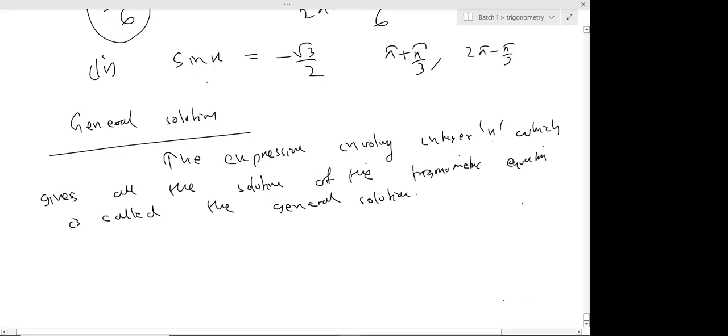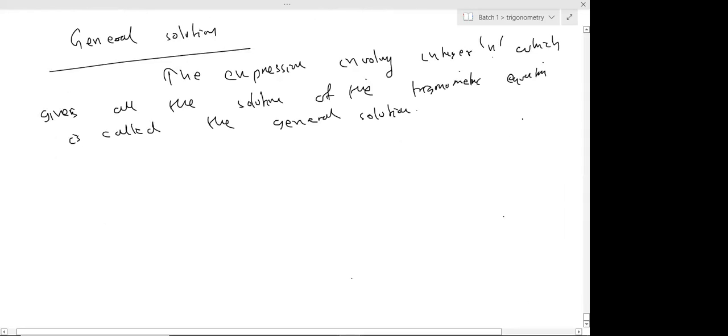Alright, so what this means is we already know that for any given value, trigonometric equations tend to give us many solutions. So how do we generalize that solution into a single line, so that if we just keep changing the value of n, we'll get different values? So how do we do that?